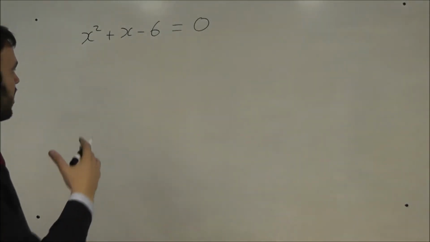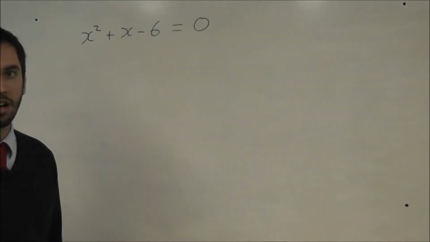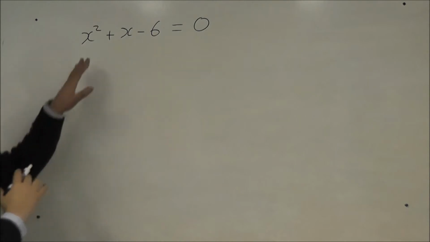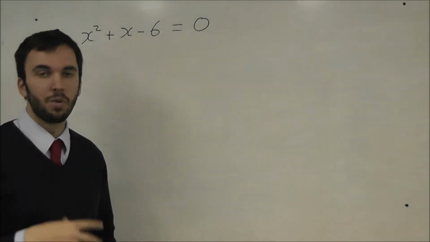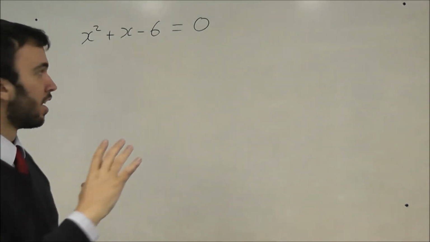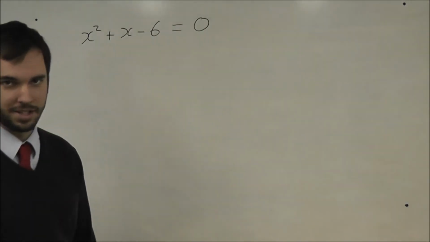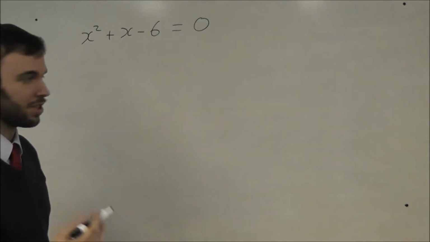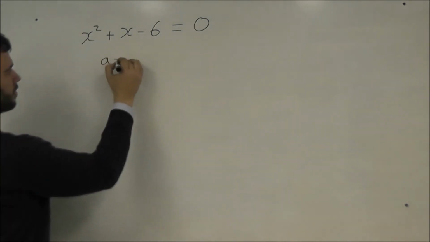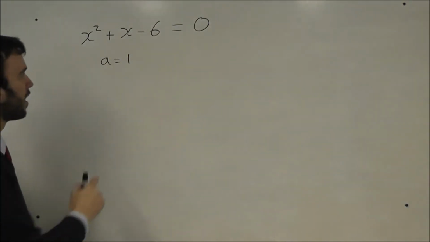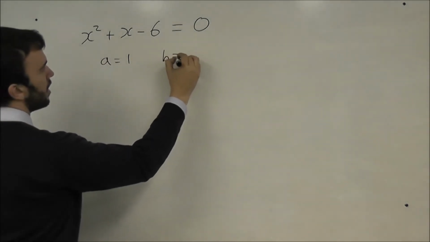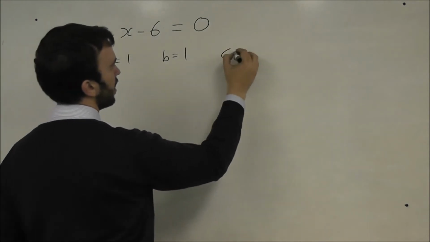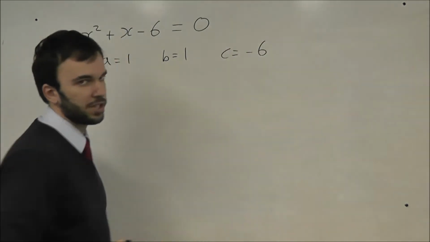Now, at the moment, it's difficult for us to tell what x is, because if we add 6 to both sides, we've still got an x squared and an x over here. So what we're going to do is factor the left-hand side. Okay, so we go back to how we know to do that. We label a, which is 1, the number in front of the x squared. B is equal to 1 also, the number in front of the x. And then c is equal to negative 6.